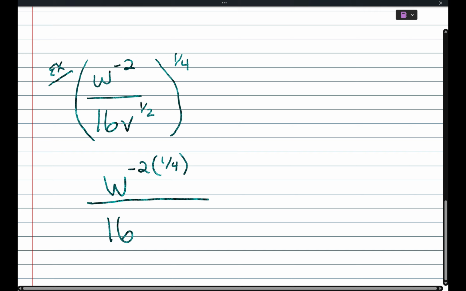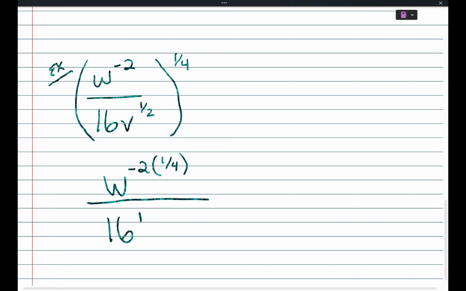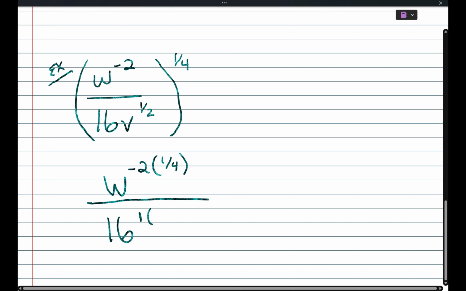We're multiplying this 16. What's the exponent of the 16? There's an invisible 1, right? For any whole number, there's an invisible 1 as the exponent. And we're raising that to the fourth, so we're multiplying it by 1/4. And the v has an exponent of 1/2, but then again, you're raising a power to a power, so you multiply that times 1/4. So basically, I multiplied every exponent in there times 1/4.